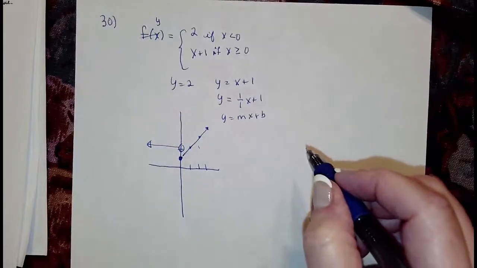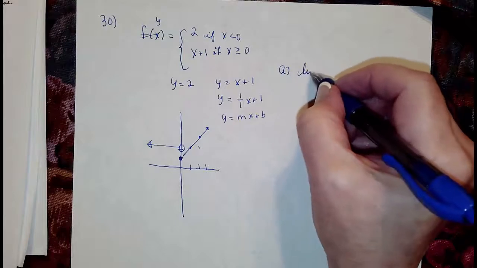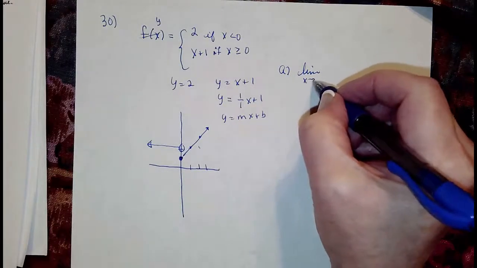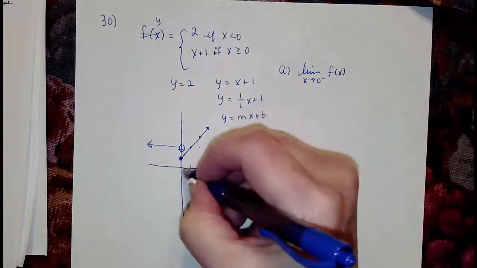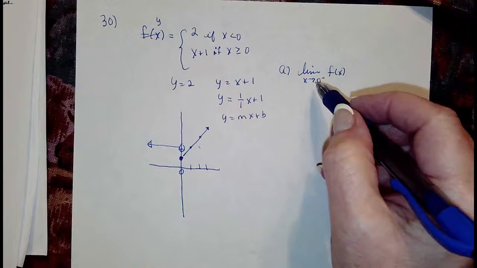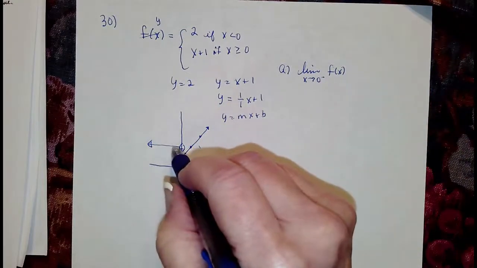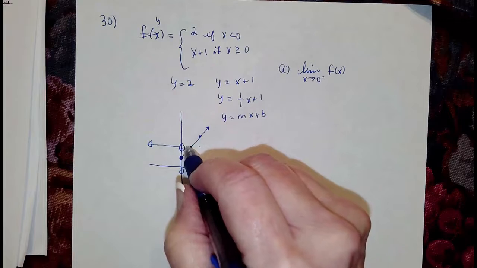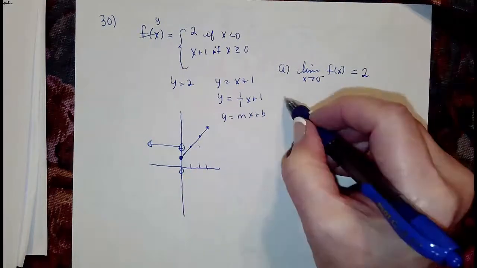All right, so now we're going to ask ourselves some questions about it. A says the limit as x goes to 0 from the negative side of f of x. Here's my 0, right? So what happens at the limit as x goes to 0 from the negative side? From this side, go, go, go, go. Oops, there I am. What am I at? 2, right? So it equals 2.